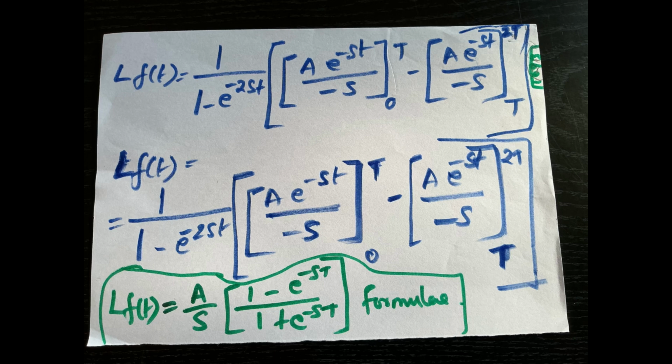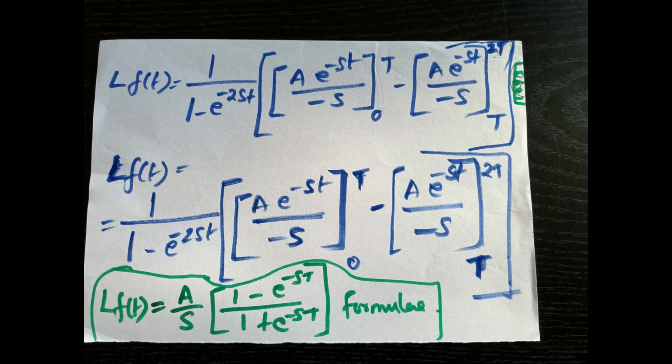L of f of t is equal to 1 divided by 1 minus e to the minus 2sT, whole bracket, small bracket a e to the minus st divided by minus s from 0 to T, minus small bracket a e to the minus st divided by minus s from T to 2T. The time is between 0 to 2T, the full waveform obtained. So the L of f of t formula is a divided by s into 1 minus e to the minus sT divided by 1 plus e to the minus sT.